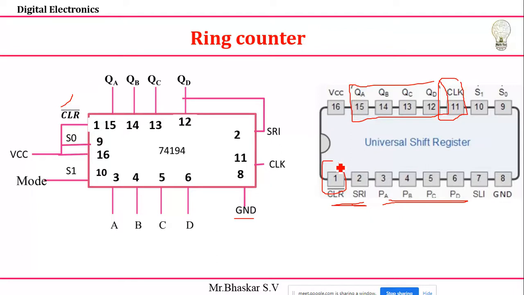That's all. So this is the ring counter circuit diagram. It's very simple. You take A, B, C, D now. Pin 8 you connect to ground, 11 is connected to the clock, and I'll give the serial input. Just short this one, and the remaining you connect to VCC and consider as a mode. That's all. You need to construct this circuit.